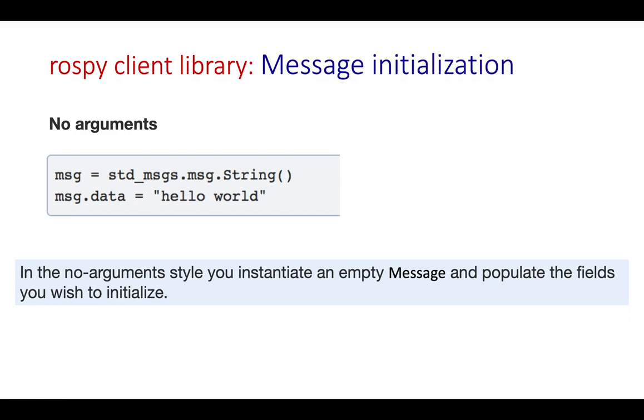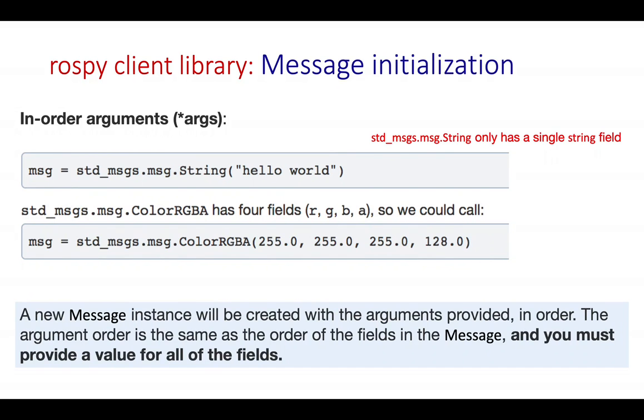It's called no arguments because when you created the message, you created an empty message object. In this case, it was of type String. Let's look at an example where you have some arguments. Another way of constructing messages is called inline or in-order arguments. The difference here is when I create the message object, or the handle to the message, while creating that, I'm already populating the field as well.